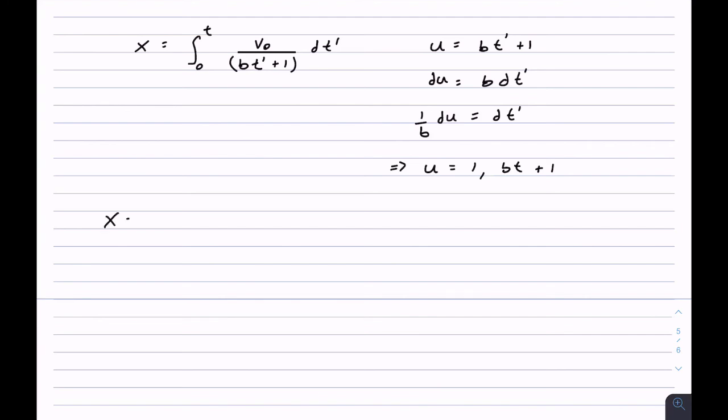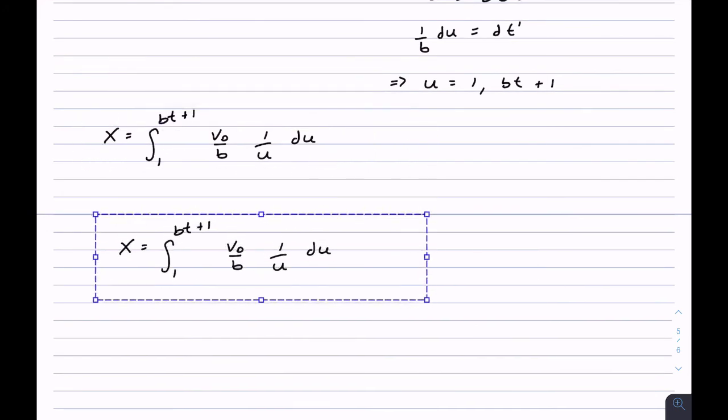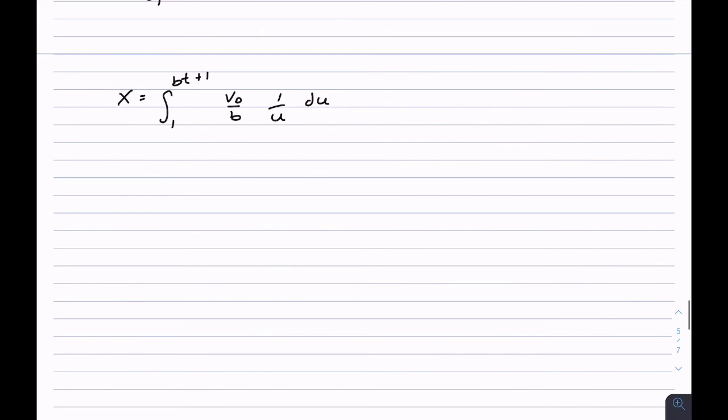Now our integral has been transformed. We have the integral from 1 to bt plus 1 of v naught over b times 1 over u du. Okay, this is our integral. Let's come down here. This is what we're left with. We can move these over here, as these are just constants out front.